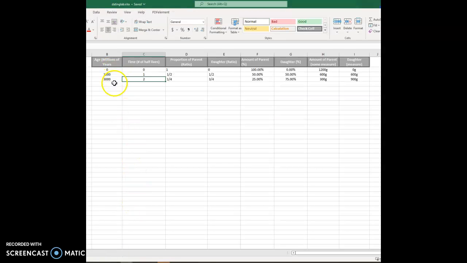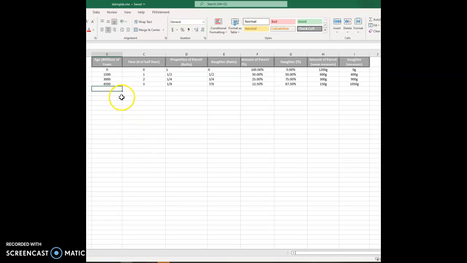Go back in here. So at 4,500 million years, we're at 3 half-lives, which would be 1/8 of the parent, so 7/8 of the daughter. Our percentage is going to be 12.5, and 100 minus 12.5 is 87.5. We're at 150 grams of the parent because we just cut it in half again. So the remainder of that is 1,050.